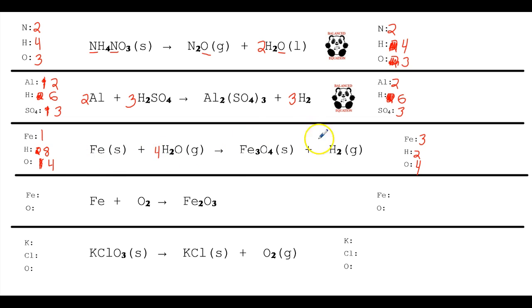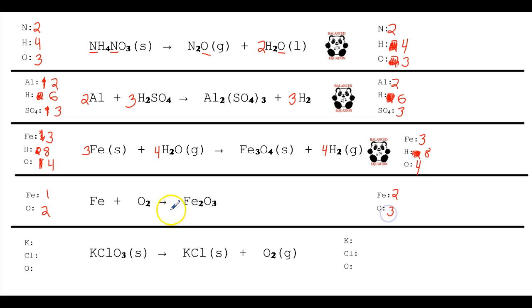However, I need to now fix the other side where I do not have enough hydrogens there, so I'm going to fix that by putting a 4 in front. That's going to change that to 3, 8, 4. And I'll just change the coefficient in front of my iron over here, and I'm now balanced. Balanced equation panda.